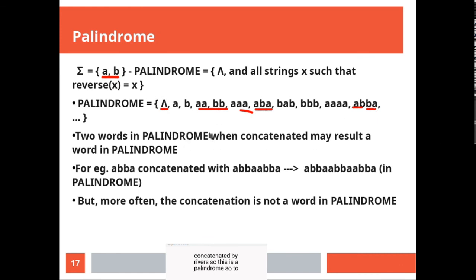So two words in a palindrome when concatenated may result in a word in a palindrome. Just see. If I have, let's say, A, and another word AA, and I concatenate these two, this becomes AAA, which is a word in palindrome. But what if I combine these two words, BAB and BBB? Then they do not result in a palindrome. So more often concatenation is not a word in palindrome, but sometimes it may result, but generally it doesn't.